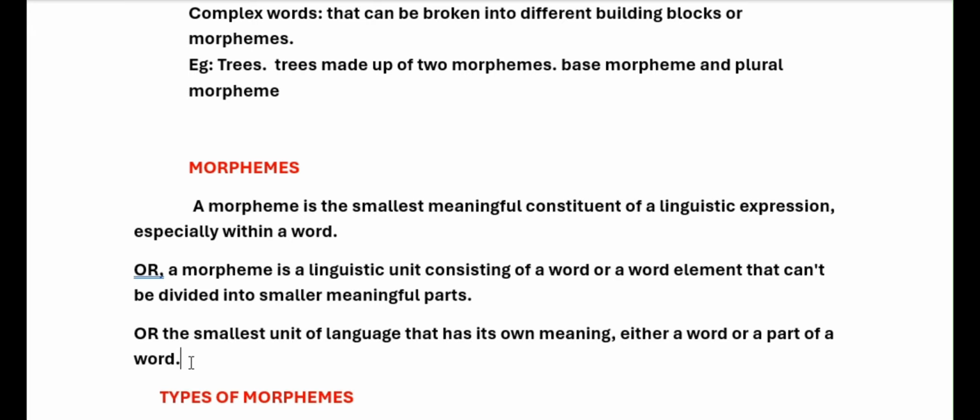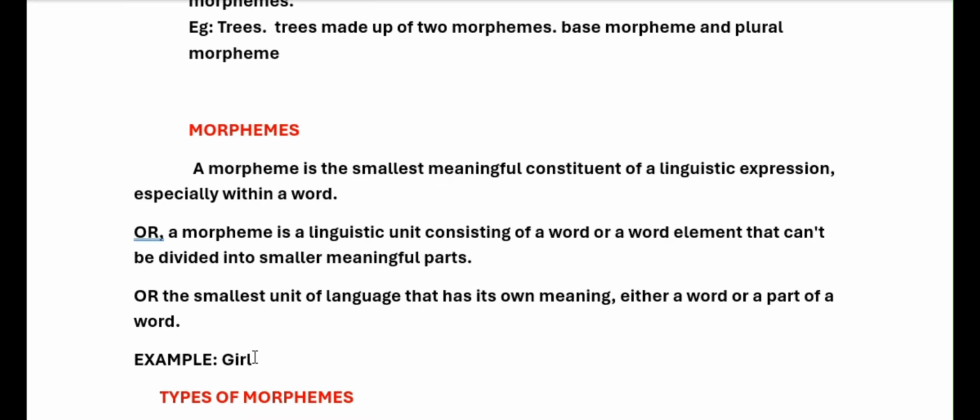Let's take an example. Now girl, it is a free morpheme. It is the smallest linguistic expression. Now it cannot be divided further. For example, if I separate G, IRL will not give any meaning. If I separate L from girl, GIR will not give the meaning. So girl is a perfect linguistic expression that has meaning.